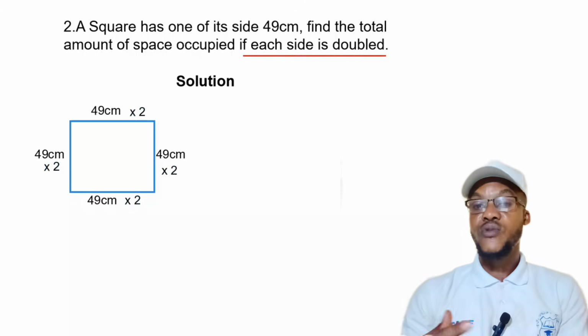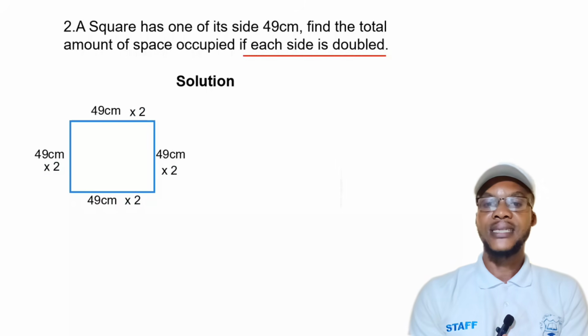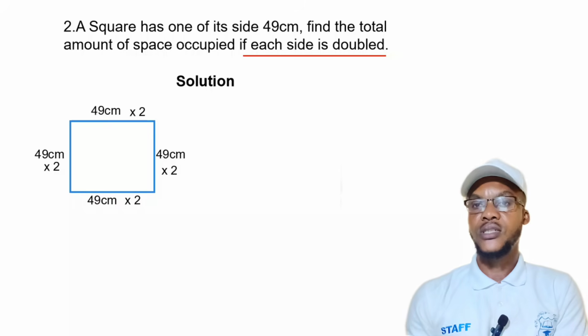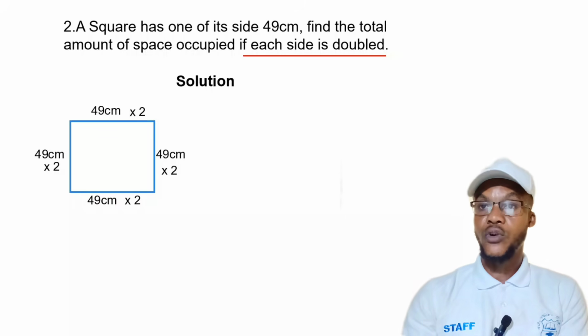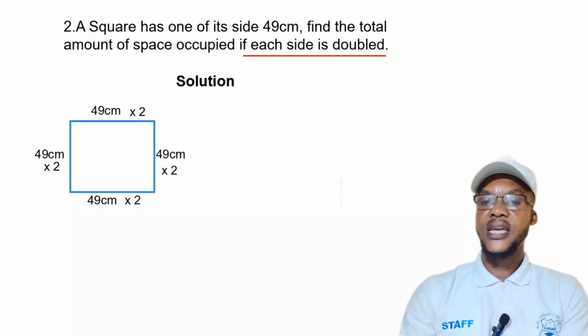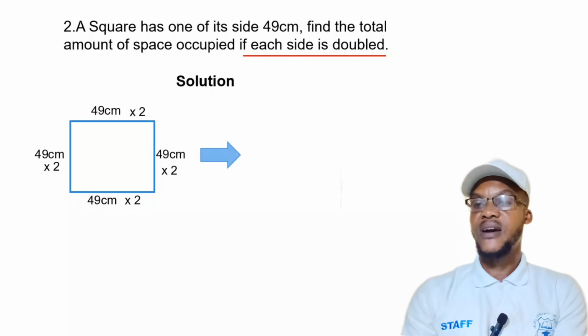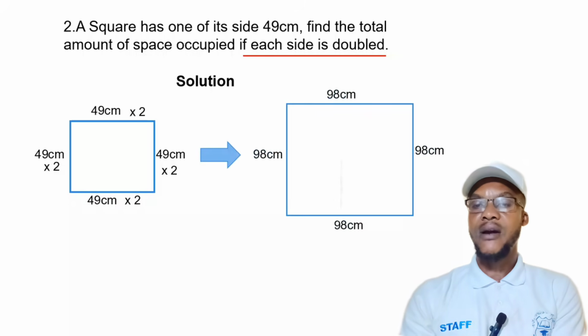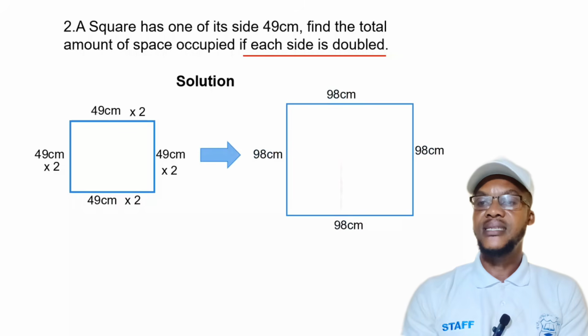If we are doing that, then note that this time the length of each side is going to change. It's going to increase, because if you are doubling it, then it's going to increase. For that matter, we are going to have our new shape with the dimensions. So each side now becomes 98 centimeters.